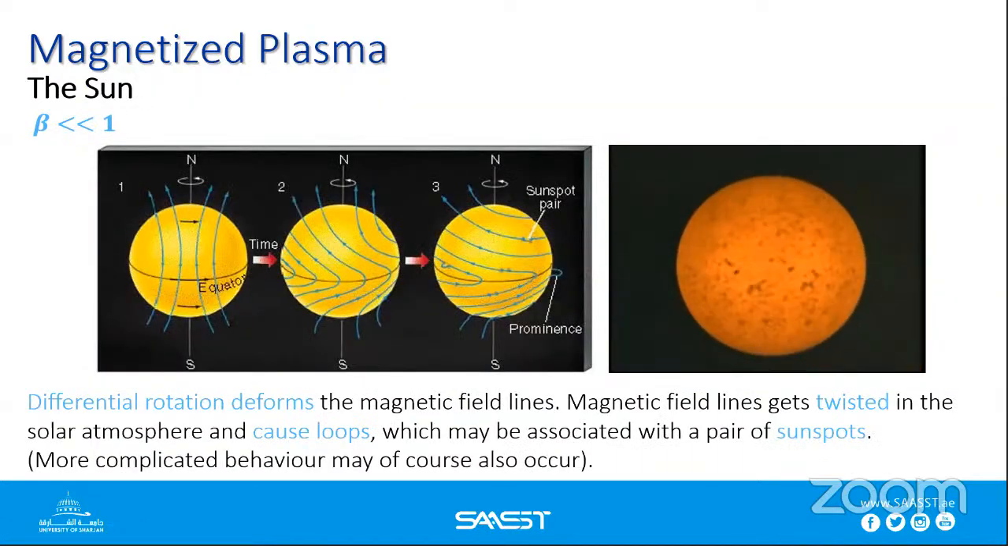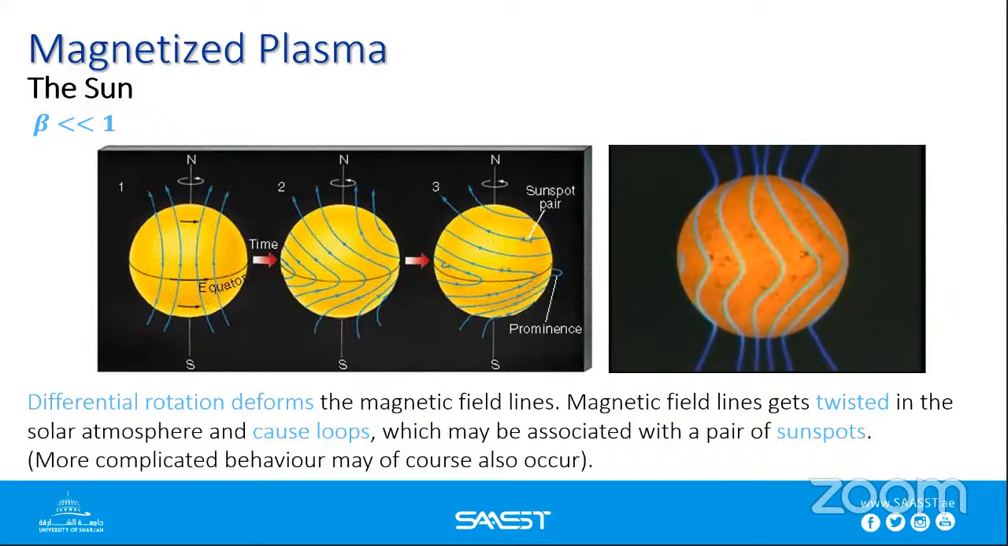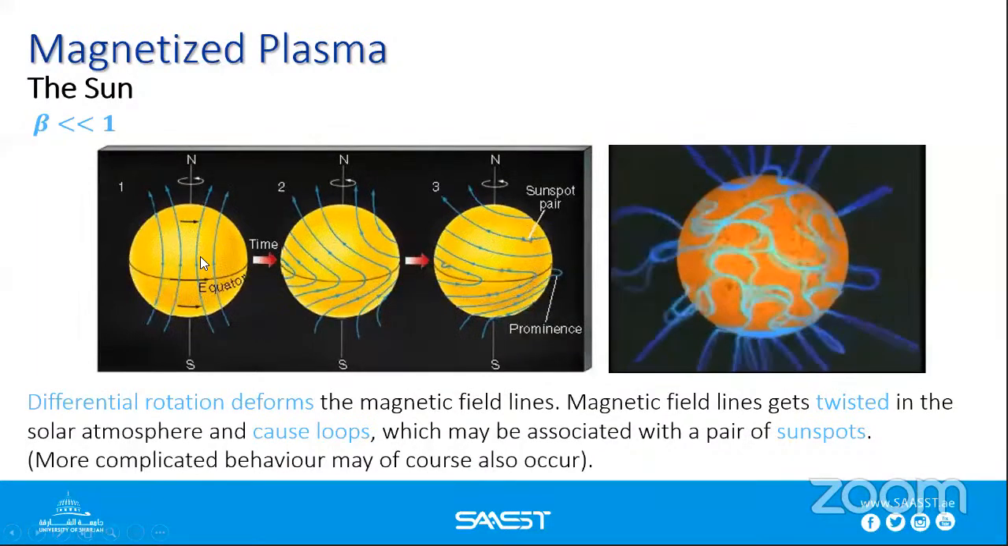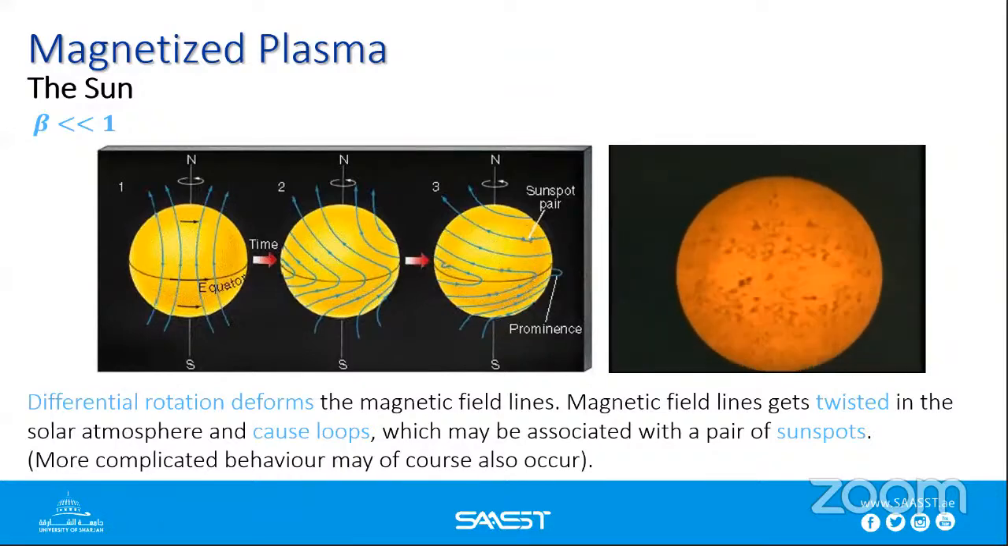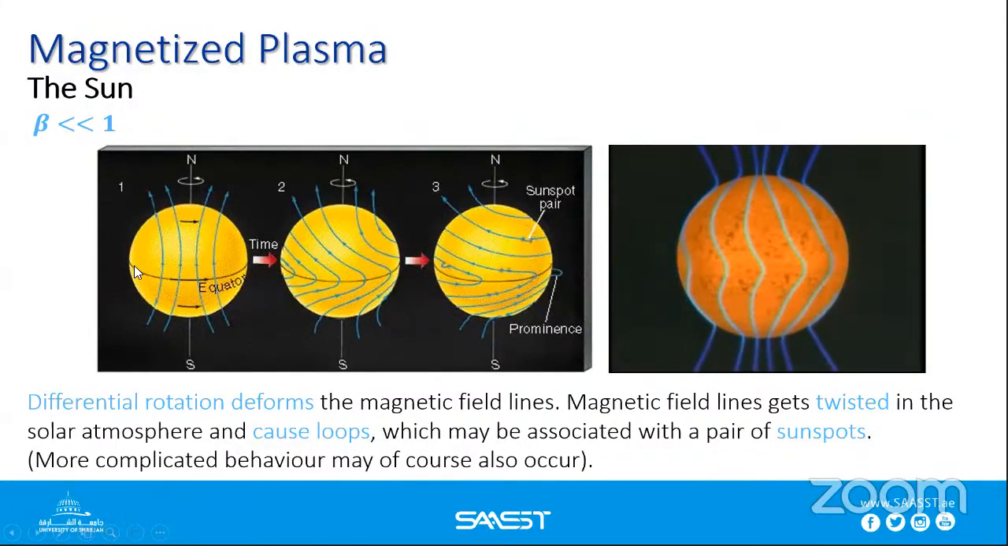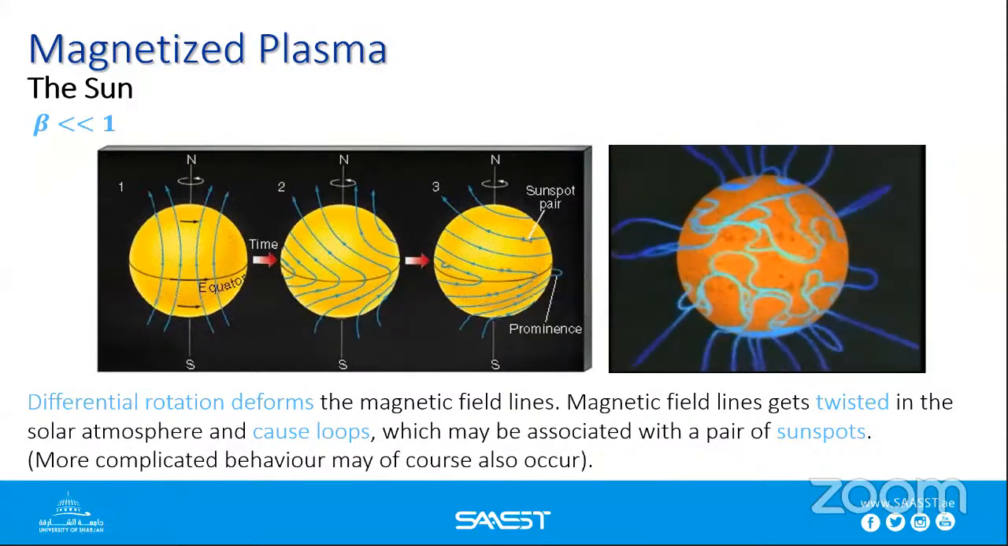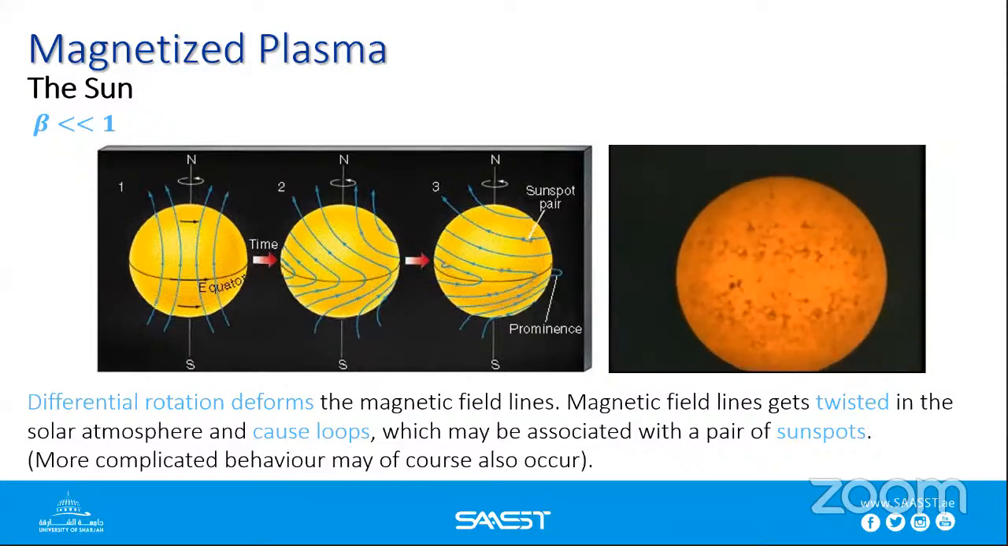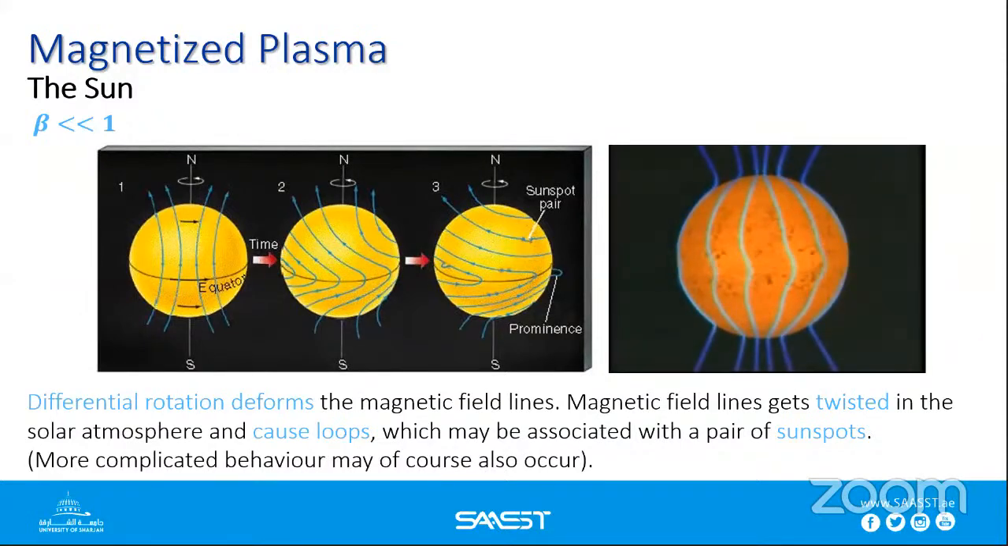The other situation we can see is with the differential motion of the sun. So the sun moves differentially, and differential movement means the equator of the sun is moving much faster than the polar mass of the sun. Since it's a big sphere of gas, it's not a solid body that moves equally from top to bottom.